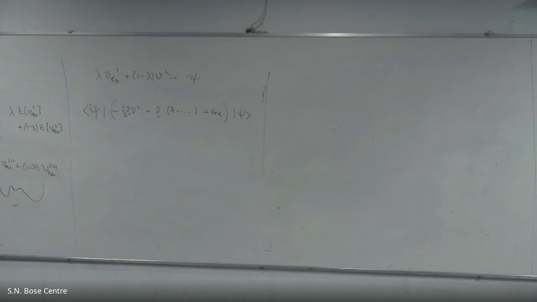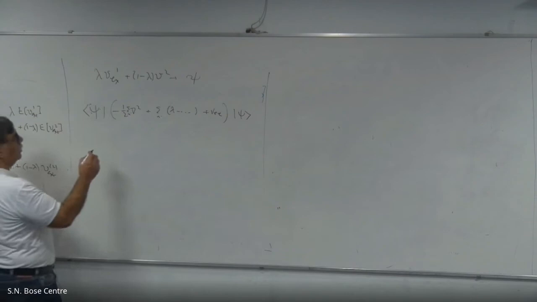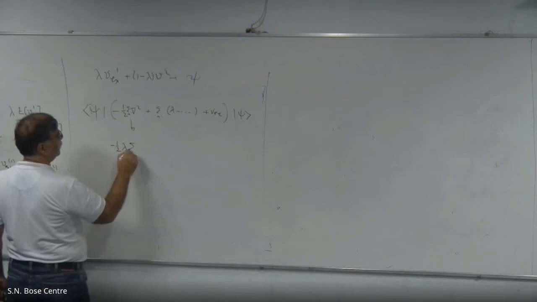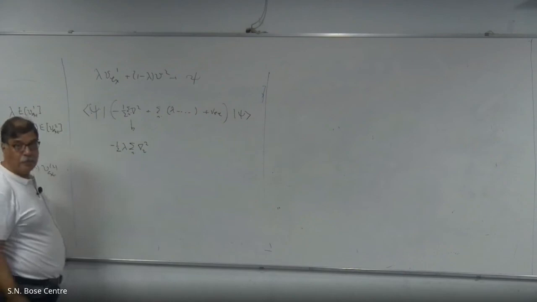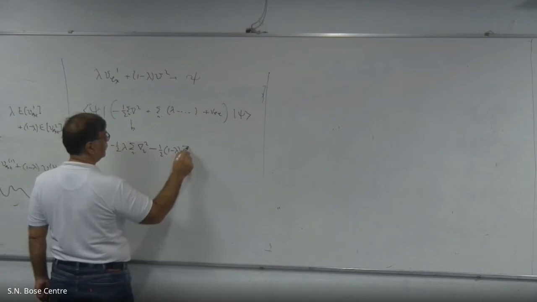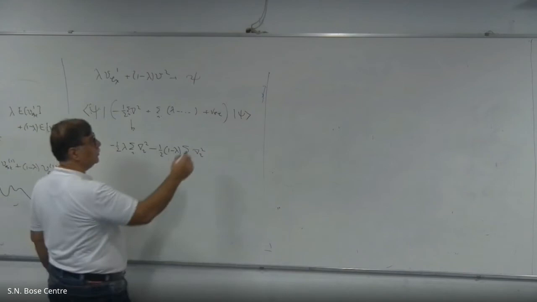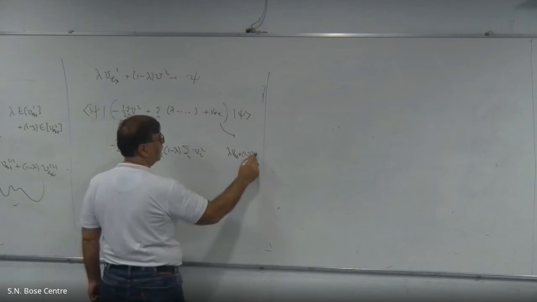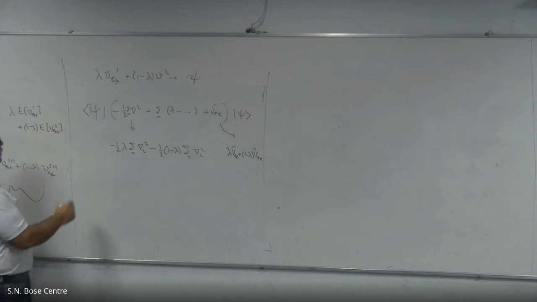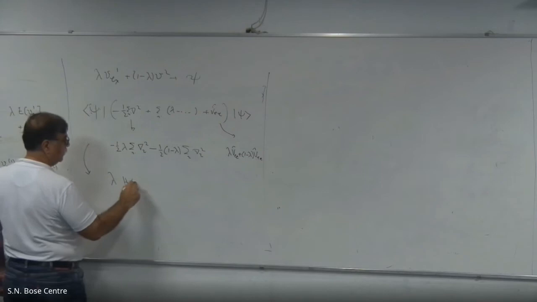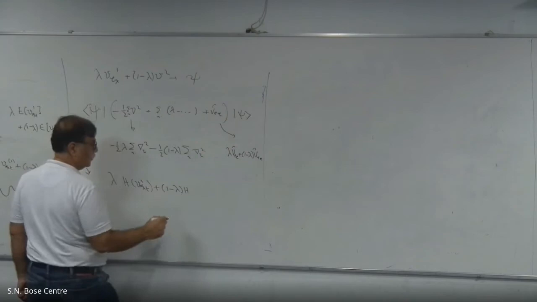That should be easy. Now you want the Hamiltonian in this form. What do you do? You split this into minus 1/2 lambda summed over i of del i square, minus 1/2 (1 minus lambda) summed over i of del i square. Same thing you do with this, so this is lambda VEE plus (1 minus lambda) VEE operator. So this Hamiltonian therefore becomes lambda H with V external 1 plus (1 minus lambda) H with V external 2.